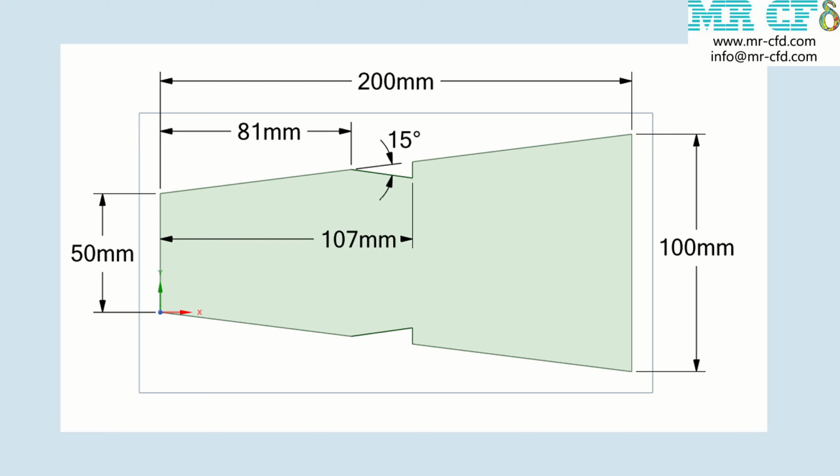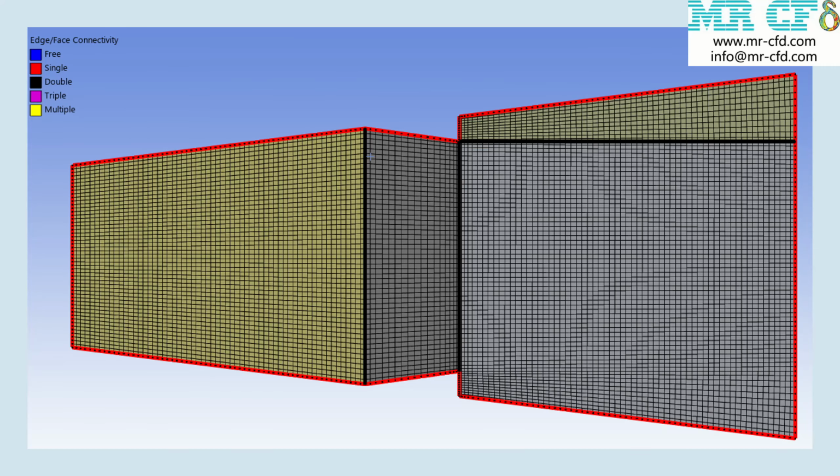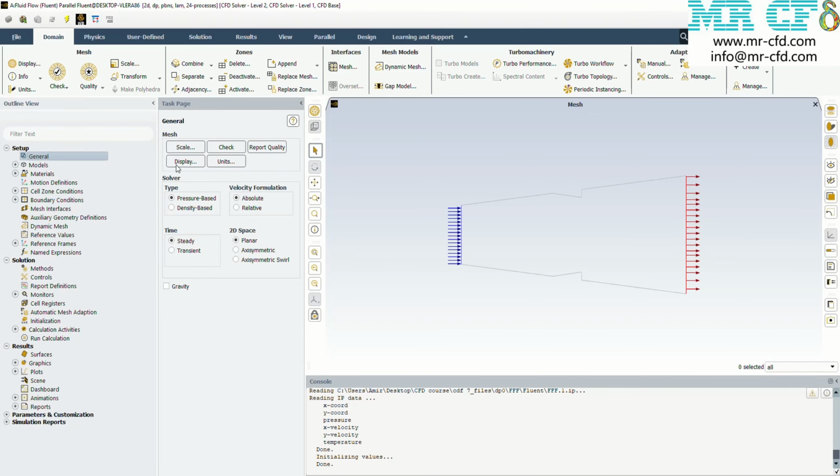The geometry was created using SpaceClaim. The boundary conditions, including the inlet, walls, and outlet, are shown here. The mesh was generated using ANSYS Meshing, and it is presented here. All the elements are quadrilateral, and the mesh is structured. The total number of cells generated is 8,577. The simulation is pressure-based and steady in a two-dimensional planar model.